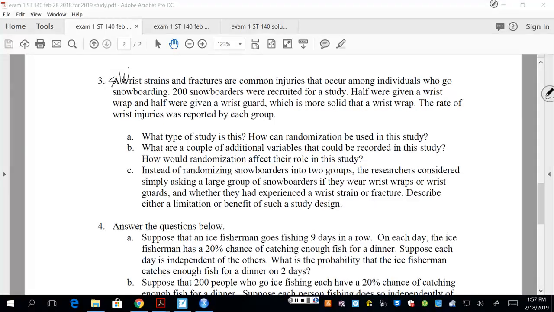Doing a survey. So it looks like a comparative experiment, right? You're comparing wrist guards to wrist wraps. How would you use randomization in this study?